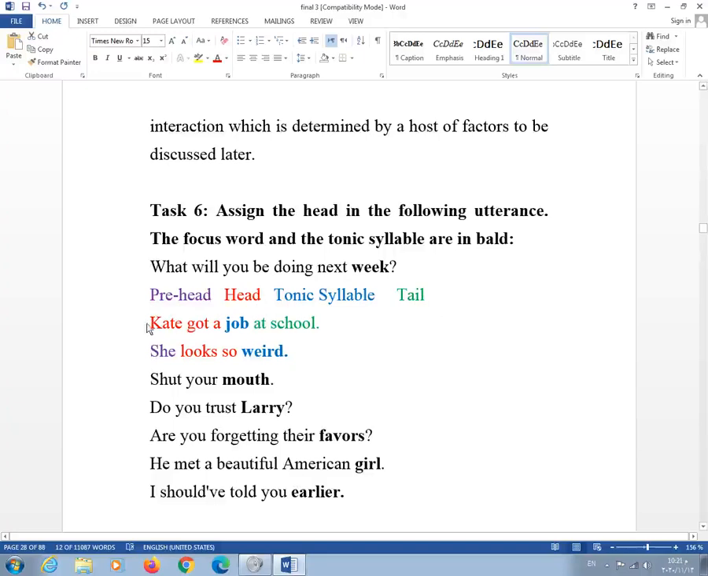Let's apply this to this example. Kate got a job at school. This is a head, colored in red, as you see. And then job, which is a tonic syllable. And after job, there is a tail, which carries the same tone. If job takes falling, the tail follows the tonic syllable in the tone. If there is a rising tone on the tonic syllable, the tail takes rising tone. If it is falling intonation, it takes falling tone, and so on. So here, Kate got a job at school. Job, the most important word.